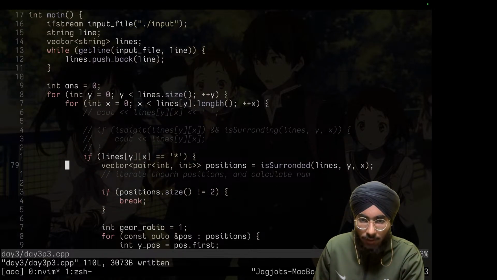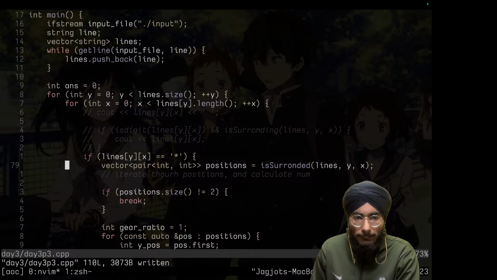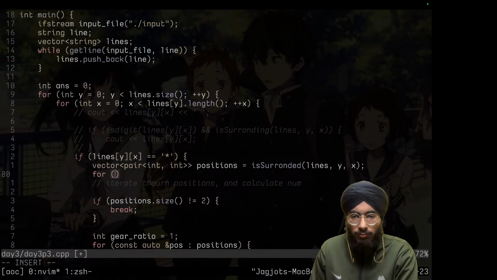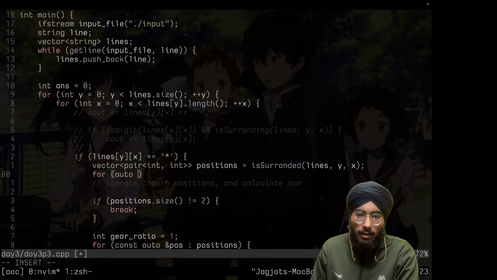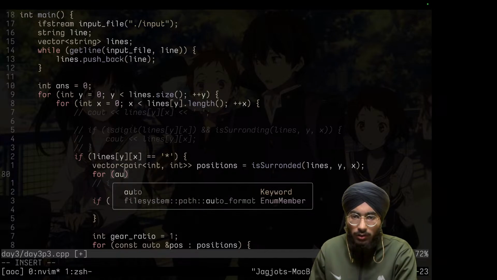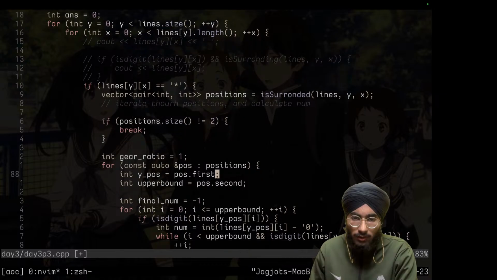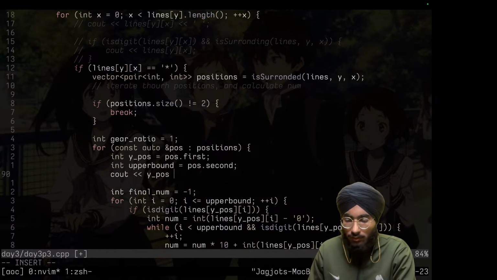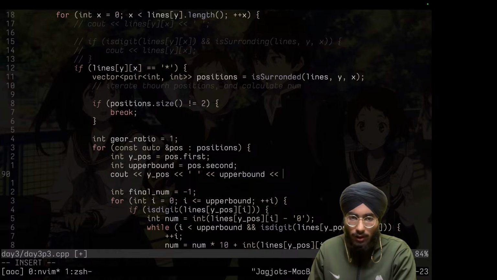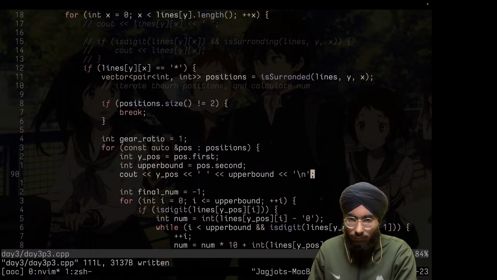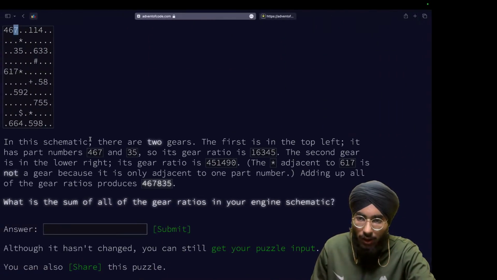Okay, for each line, if it is a star, then positions is, for auto position in positions, I'll print position, upper bound, and drag slash n for each position. And I need to take the sample input.